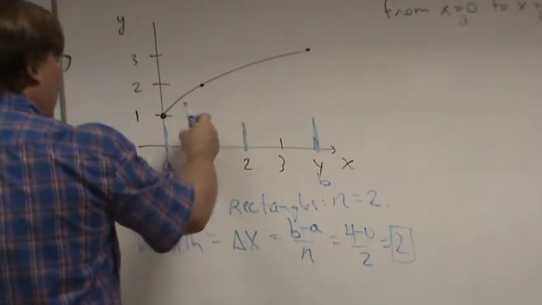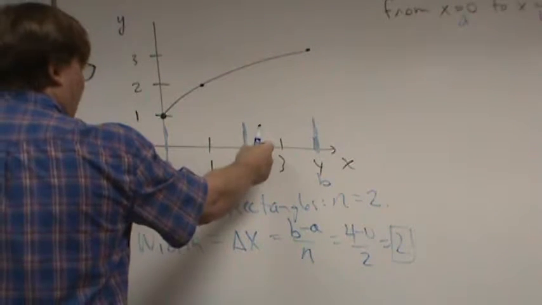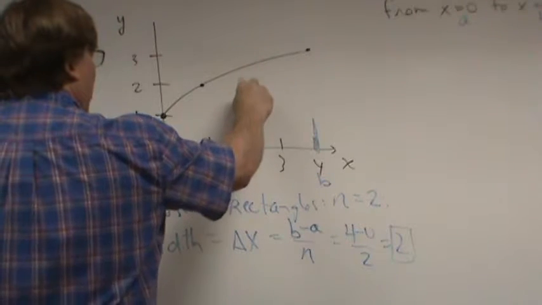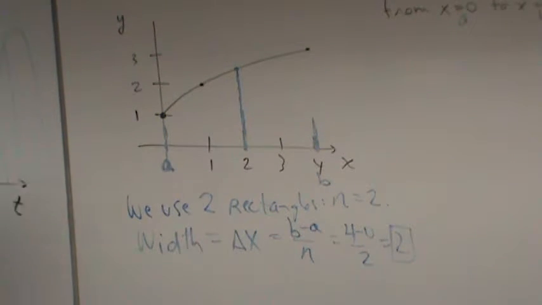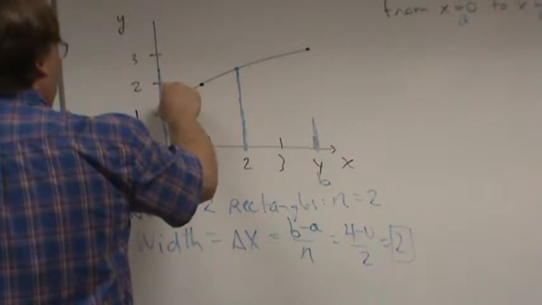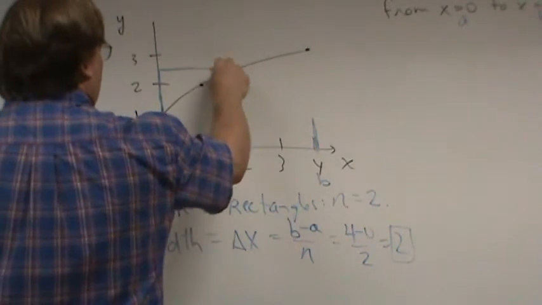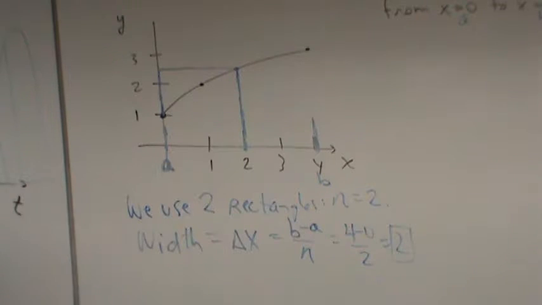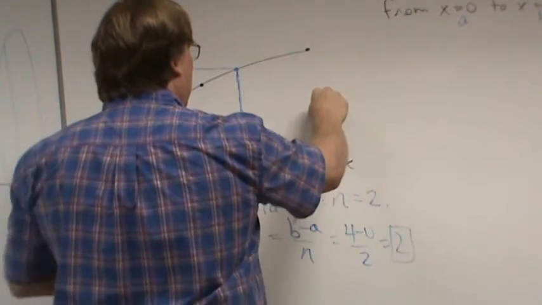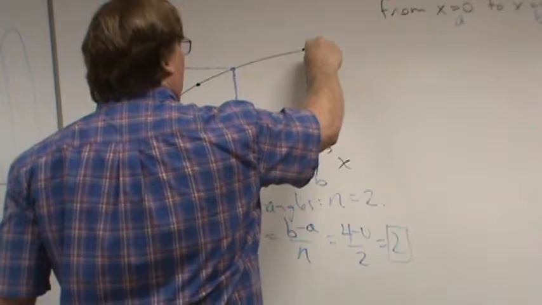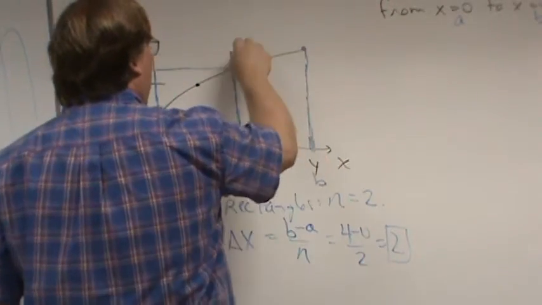So look at this first rectangle. The y coordinate of the rightmost point is right there, correct? Yeah. So I'm going to make a rectangle whose height is the y coordinate of the rightmost point. Look at this next rectangle. What's the height of this rectangle? The y coordinate of the rightmost point.